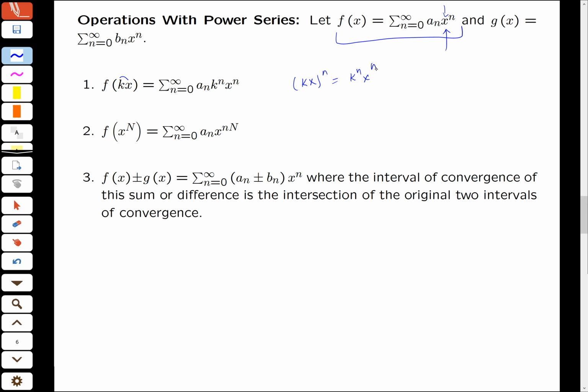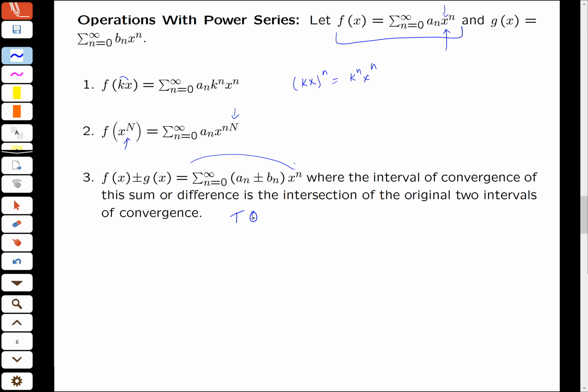So that works. You can plug in x to a power, and it's multiplicative, and you can add and subtract your power series from each other. When you add and subtract your power series, you're going to take the intersection of your intervals of convergence. So it's where your intervals overlap that your new interval of convergence is.